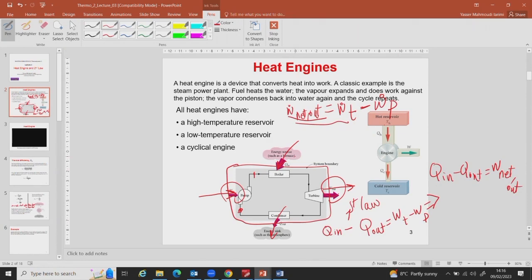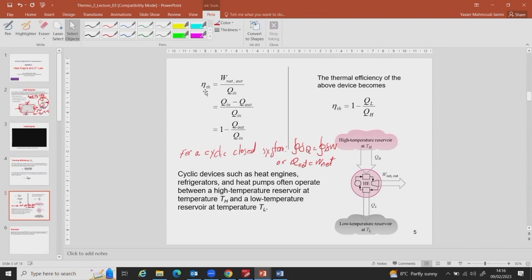This network output is coming from the energy that we take from the high temperature source minus the energy which has been rejected. In this system, you can better understand that this net W out is this guy minus this guy. It's easy peasy. So we have this definition for thermal efficiency in terms of work. And if we write W net as Q in minus Q out, it can be simplified to 1 minus Q out over Q in. So you're seeing this form of presenting thermal efficiency, right? It's W net divided by Q in, or Q in minus Q out divided by Q in.